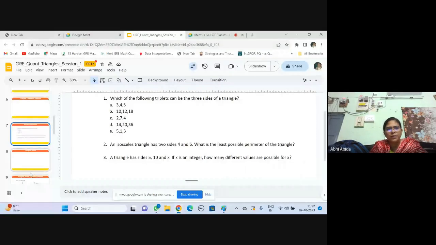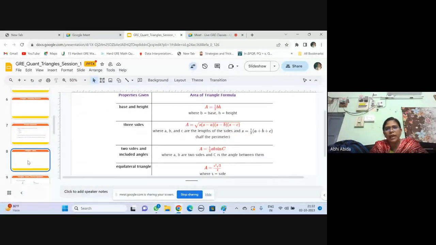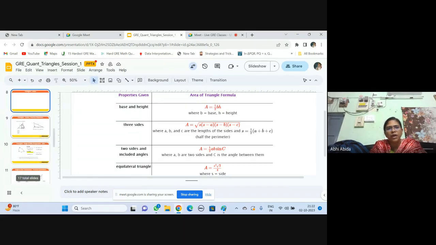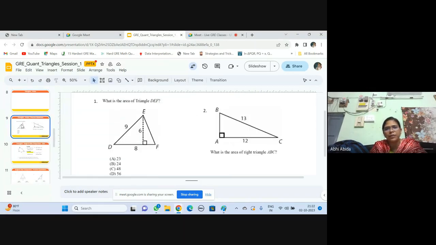Moving on to the next slide here. The area of a triangle, whatever I discussed before. So we know that the area of a triangle is half BH, and the areas of the triangles, everything is on the screen. I have given you the basic stuff before, and we'll see some questions based on this.